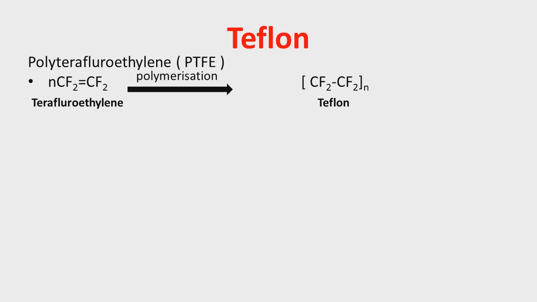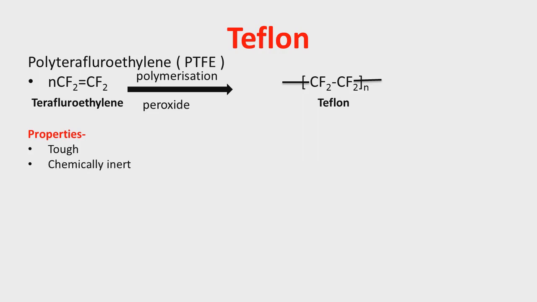Having done with examples of addition polymerization like low density polyethylene and high density polyethylene, another example is Teflon. Another name of Teflon is polytetrafluoroethylene. Teflon is an addition polymer, so the monomer of Teflon is tetrafluoroethylene. N molecules of tetrafluoroethylene on polymerization in the presence of peroxide as a catalyst give Teflon, which is also called polytetrafluoroethylene. Now let me explain some properties of this Teflon.